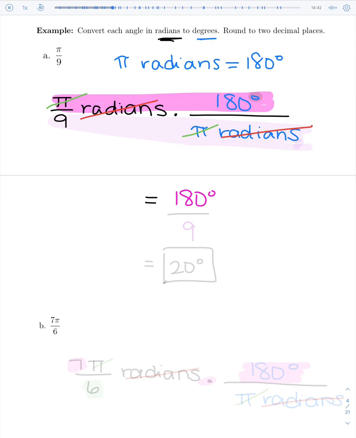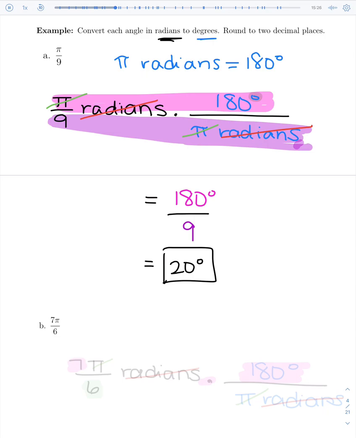And on bottom, notice the pi also canceled and the radians canceled, but also on the bottom, I've got a 9. So the only thing that's left on my denominator is just the 9. So let's go ahead and put over 9. So we've got 180 degrees divided by 9, which will end up being 20 degrees. And that's our final answer for turning our angle, which was pi over 9, into degrees.